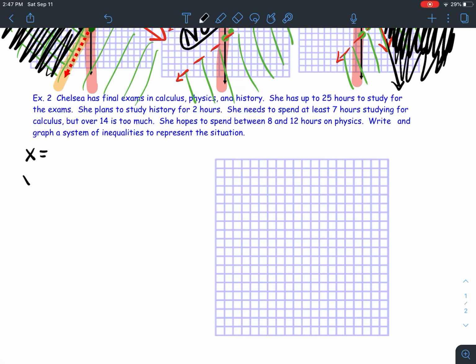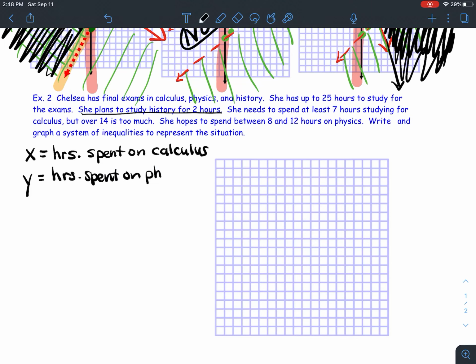So when you do this, you need to start by defining what your two variables are going to be. Well, I know there's 3 subjects here, but remember, she has locked in how much she's going to study for history. She knows she wants that to be 2 hours. So our 2 subjects that are variable are how many hours she spends studying calculus and how many hours she spends studying physics. So I'm just going to let X be the hours spent on calculus, and we'll let Y be the hours spent on physics. It is important that you define what your variables represent.